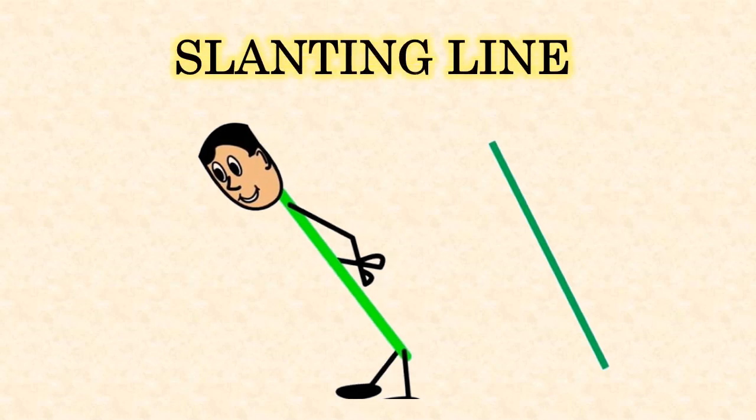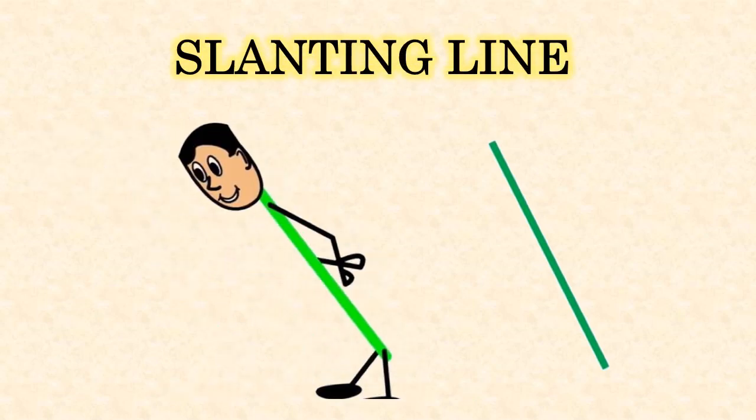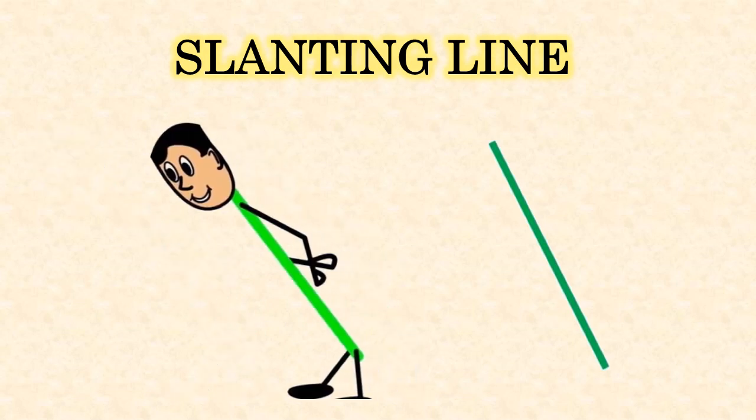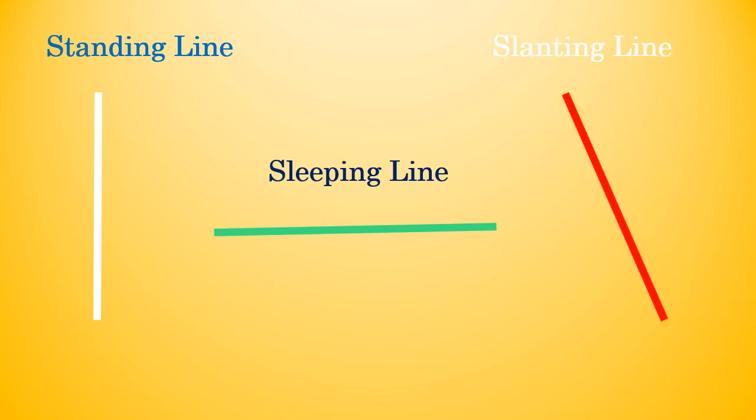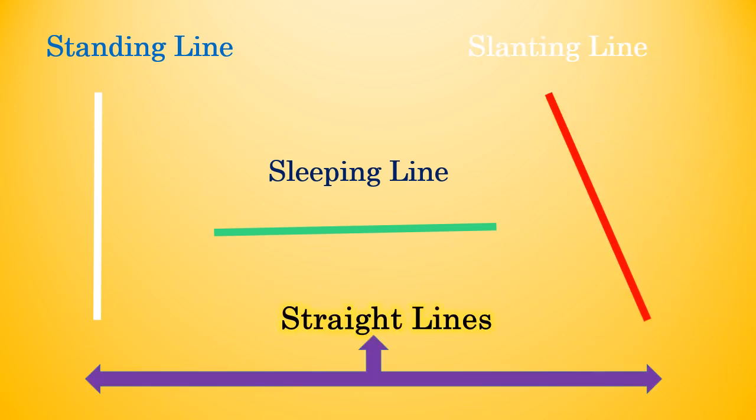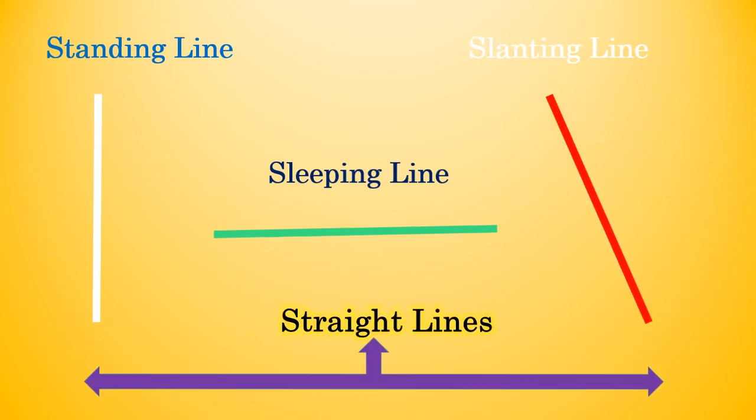Look at the man. How does he walk? He is walking in a slanting position. This line is also in a slanting position. So, we call it a slanting line. Standing line, sleeping line, slanting line. All these are called straight lines.